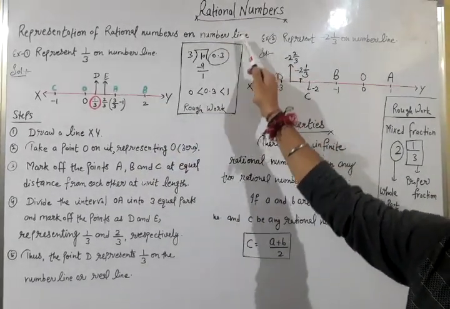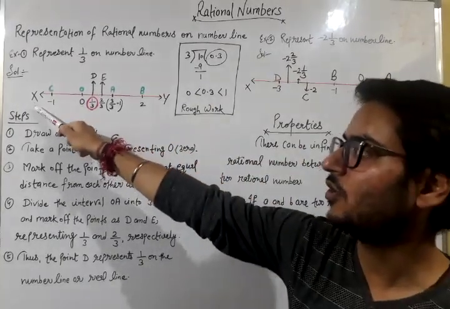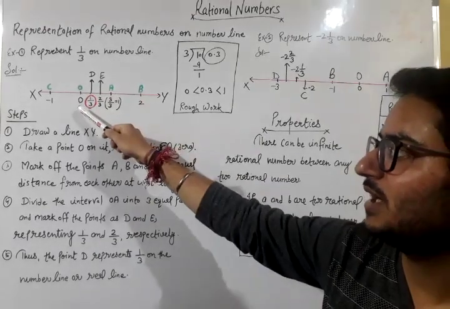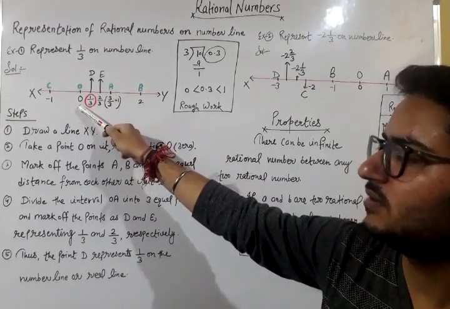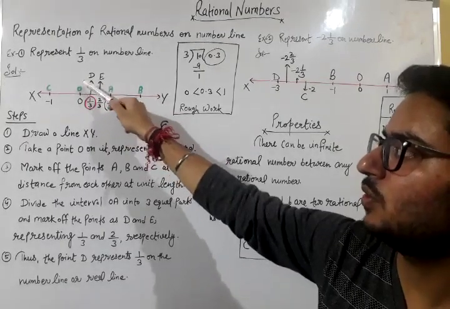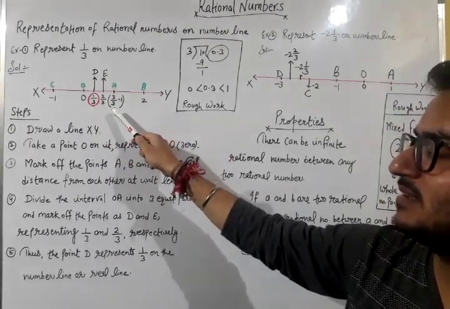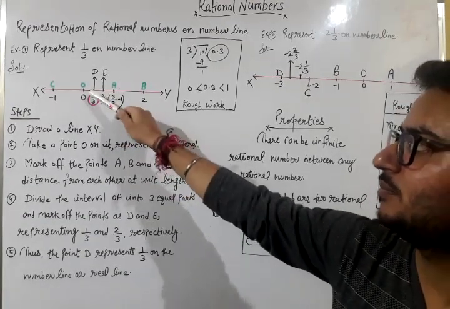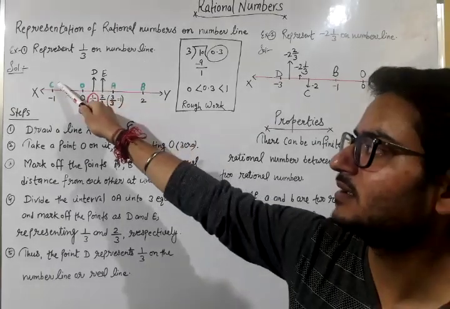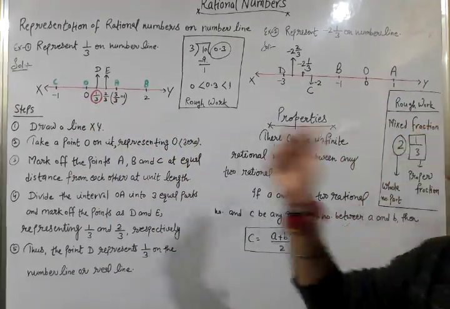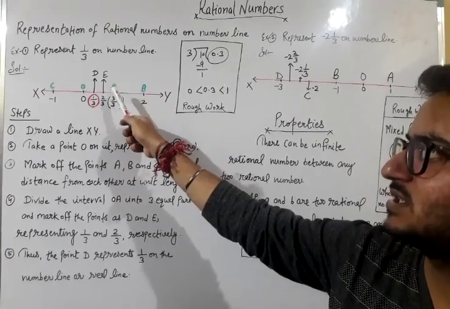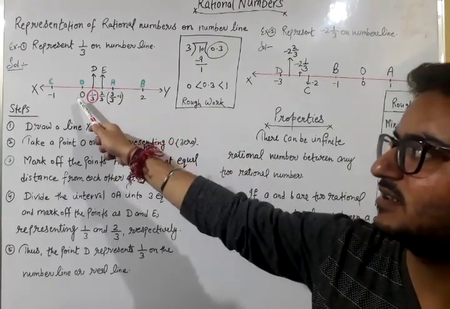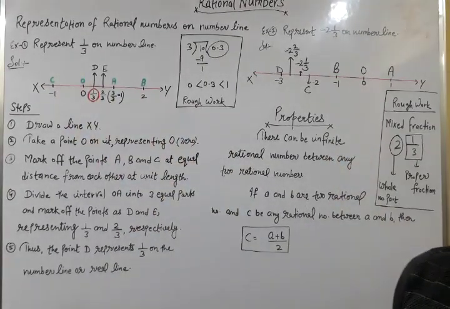So first we have to draw a number line. Draw a number line XY and mark off its middle point as 0, or name it as O, by taking equal distance of 1 unit. Mark point A, mark point B and mark point C. The distance between OA will be of 1 unit, distance between AB will be of 1 unit and distance between OC will be of 1 unit.